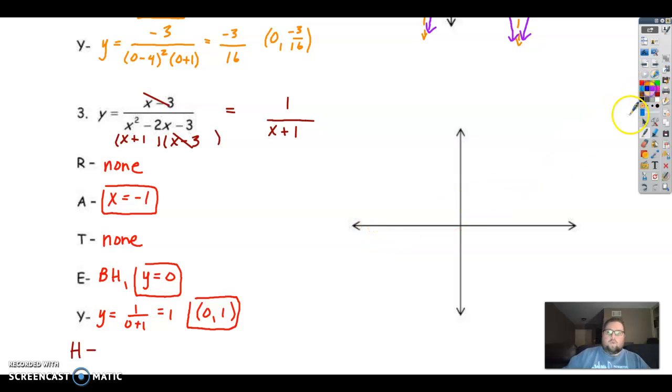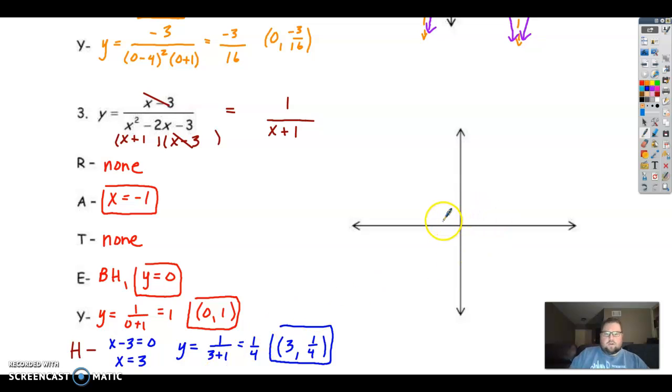All right, so this hole. This comes from crossing out the x minus 3's. So the way you find where the hole is located is by setting that thing you crossed out equal to 0. So we set x minus 3 equal to 0, and we get x equals 3. But if we're going to graph this, we need a y value as well. So the way we get the y value is by plugging our x value into the reduced equation. So y equals 1 over 3 plus 1, which is 1/4. So my hole is a point on the graph. It's located at 3 comma 1/4.